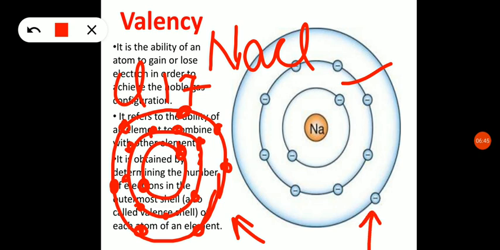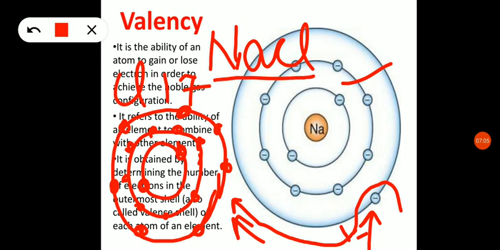So to become octet it has to either gain 7 electrons, but it is very difficult to gain these 7 electrons. So what will this sodium do? It will lose this 1 electron. Okay, so this electron is donated to the chlorine, so that will form the sodium chloride. So sodium will lose 1 electron and that is gained by the chlorine.